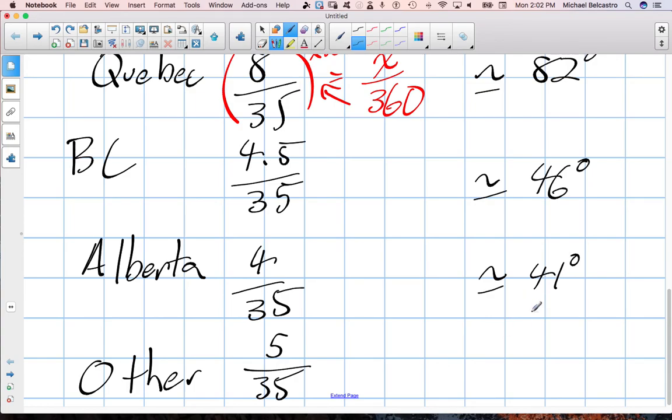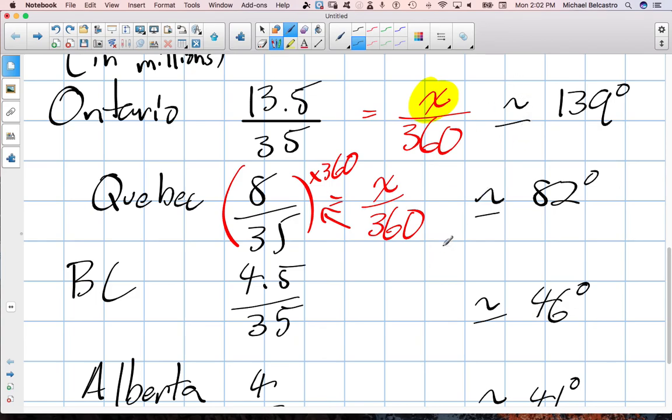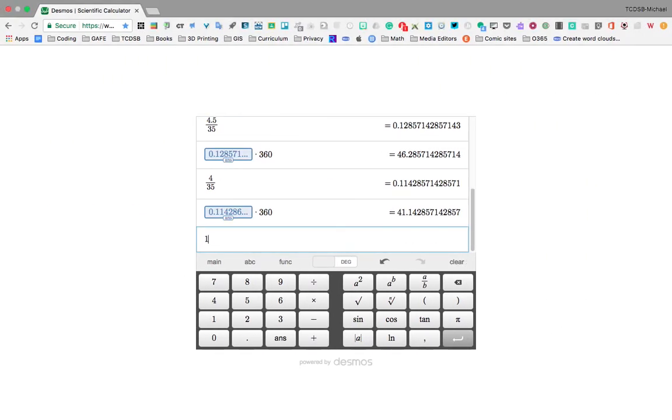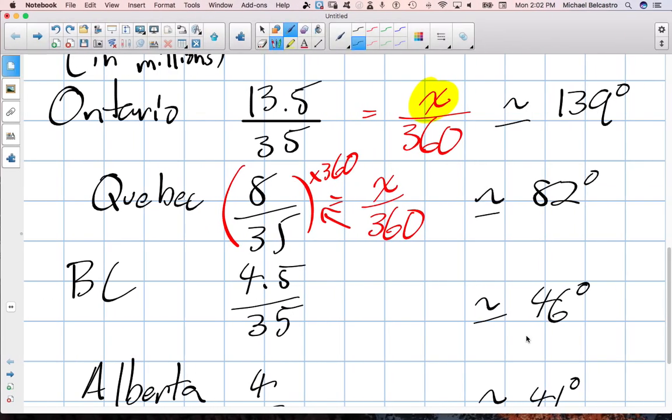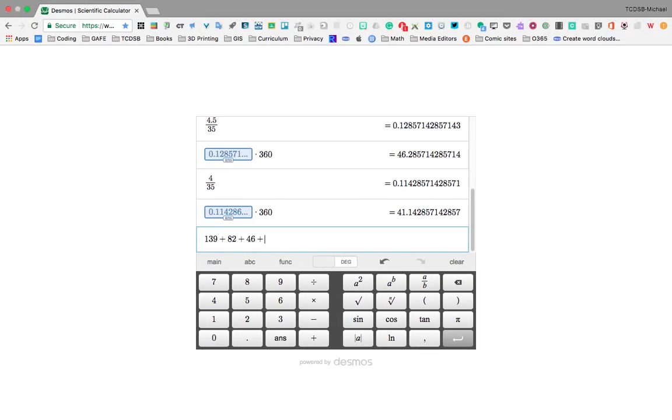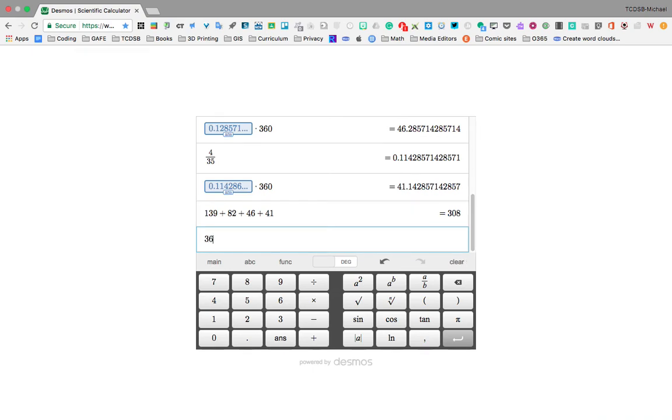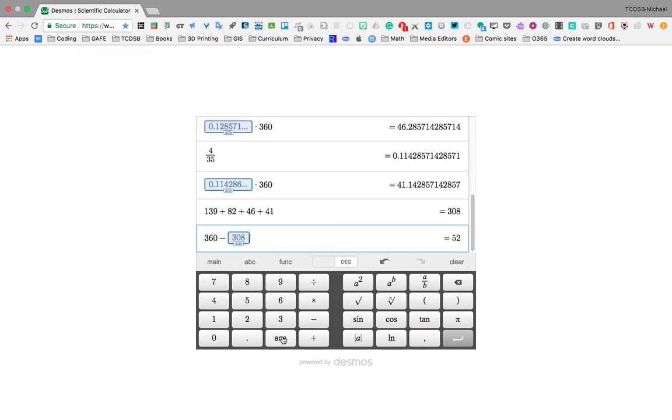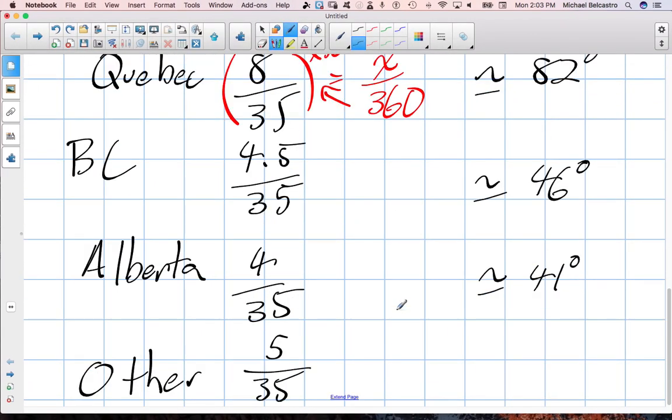So like I said, we can just take all of our degrees here. These are all technically portions of a whole. We can add 139, 82, 46, and 41 and subtract from 360, and that'll give us how many degrees left we can use for other. I'll quickly do it on the side. 139 plus 82 plus 46 and 41, 308. So let's take 360 degrees and subtract it from that answer above. And there should be 52 degrees left. Okay. So from our subtraction, it should be 52 degrees.